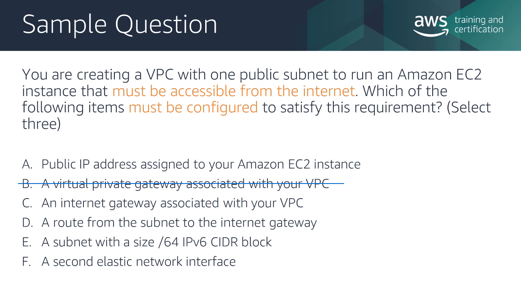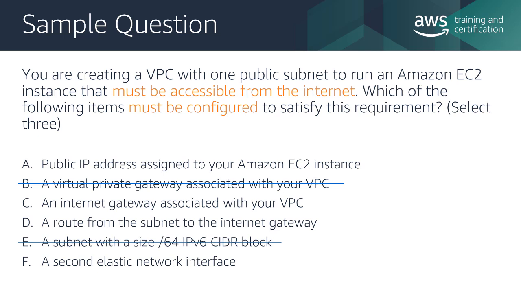We'll get rid of option B, the VGW associated with the VPC. A VGW is fine. There's no need to actually create that if you need a publicly accessible instance. Next, option E, a subnet with a /64 IPv6 CIDR block. There's no need for this. Even a /24 IPv4 CIDR block is going to work. It doesn't have to be IPv6. That's an arbitrary element.